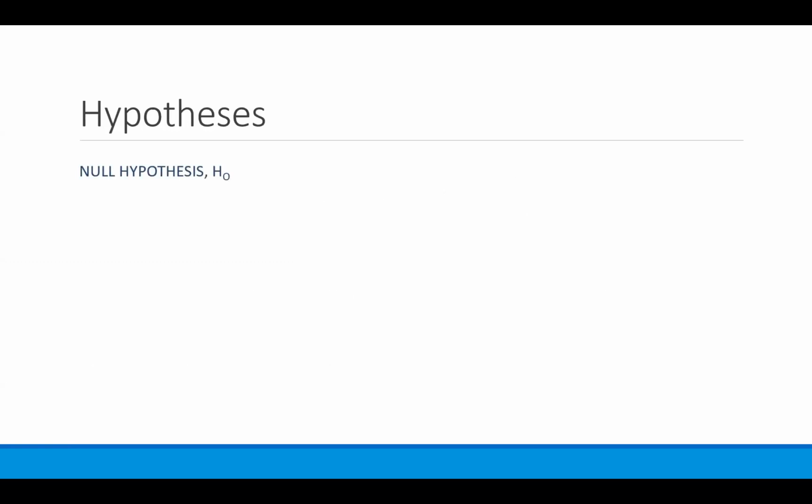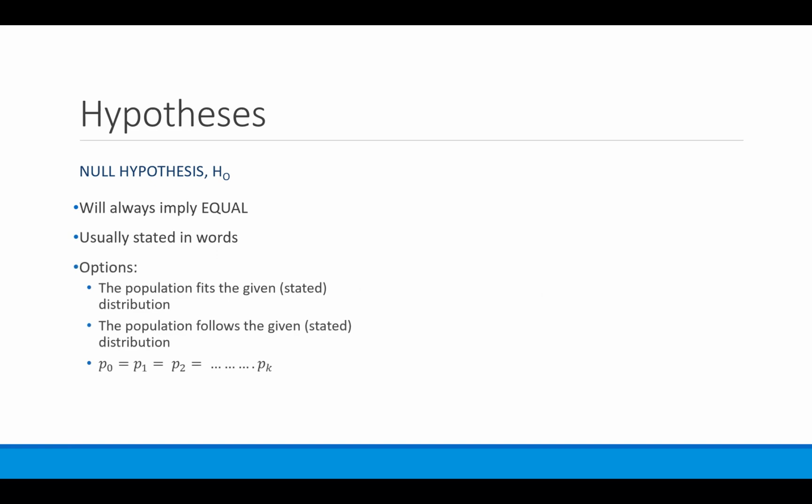Our hypotheses are typically written in words, and the null hypothesis will always imply equal. You don't have to worry about less than or greater than. We usually state it in words, and there are different ways to state it. We can say the population fits the given distribution, or it follows the given distribution. We could also write it out in symbols and indicate that each proportion is equal to the other one.